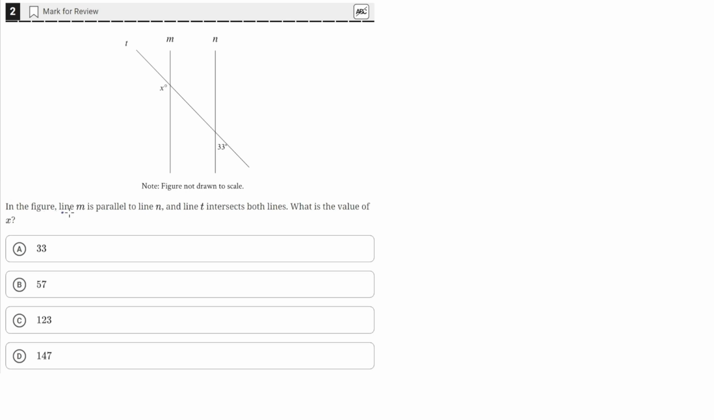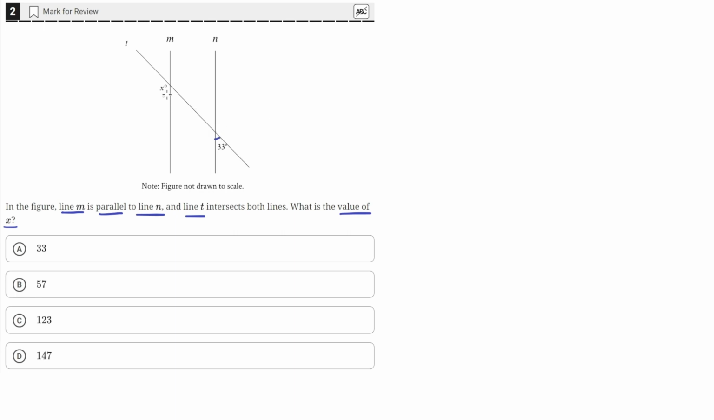In the figure, line M is parallel to line N, and line T intersects both lines. What is the value of x? So we have this set of parallel lines, M and N, and this transversal T that intersects them both. And we're given that this angle here is 33 degrees, and we need to find the value of this angle, which is x degrees. So since this is a set of parallel lines being intersected by a transversal, it means that corresponding angles are equivalent.